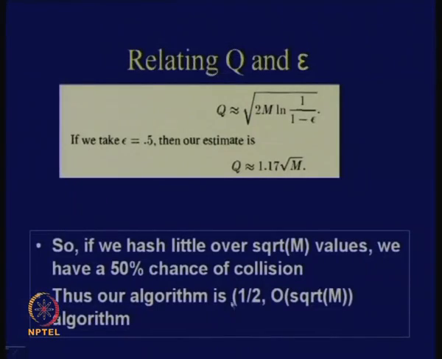So the rest of the things you understand. Finally, your algorithm will be a half comma O of square root of m, because half is your probability of success and the number of queries that you make is roughly of the order of square root of m, right? So is it okay?